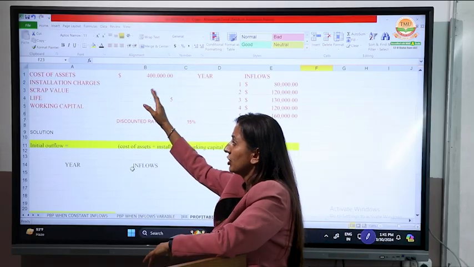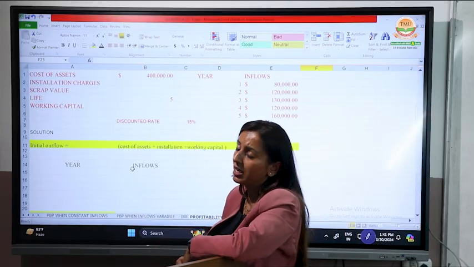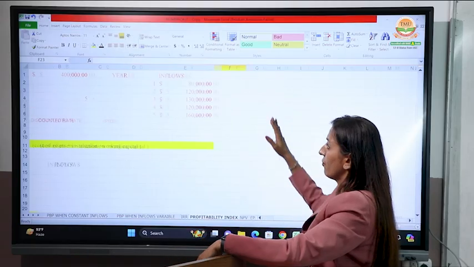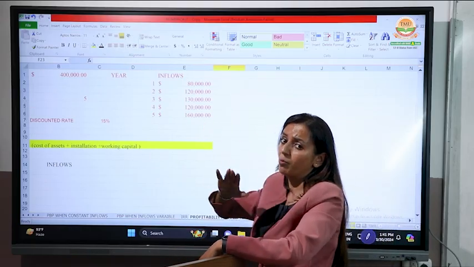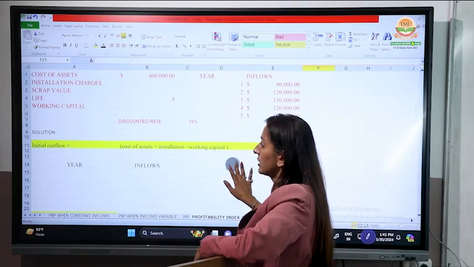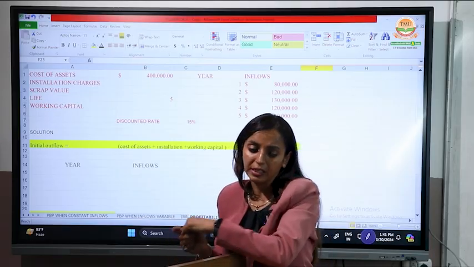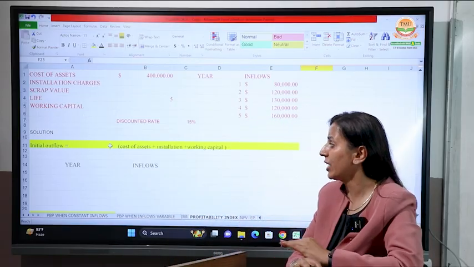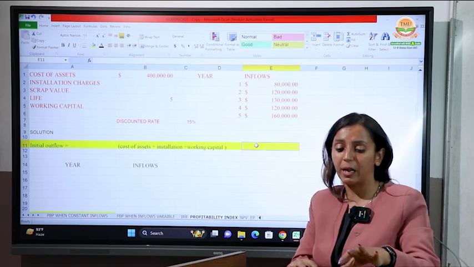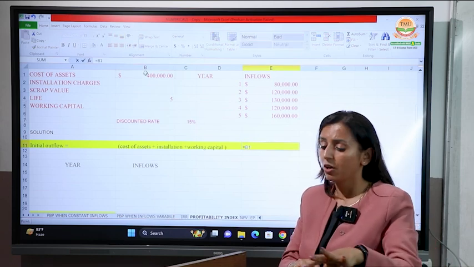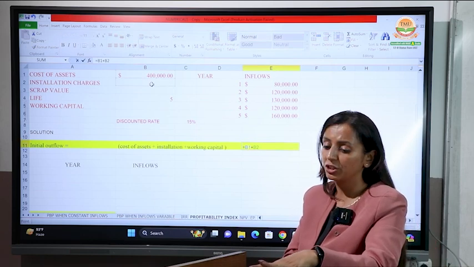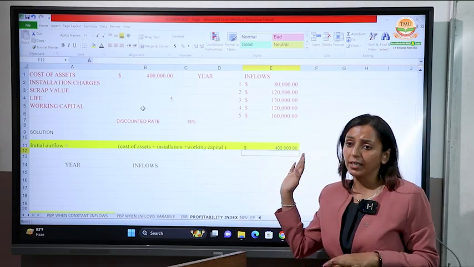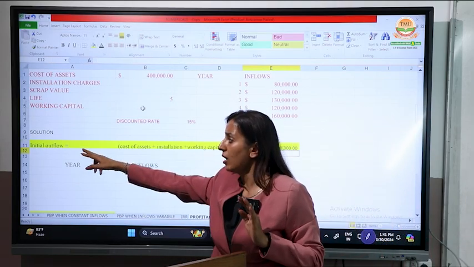We have taken installation charges nil, scrap nil, and working capital nil. But we have given different inflows. I have taken the same figure just to help you recall. Discounting factor I have taken as 15%. Now when we have to calculate the profitability index, how do we calculate? Initial cost of capital is 4 lakh plus installation charges plus working capital. The total will be 4 lakh. This will be the initial outflow.